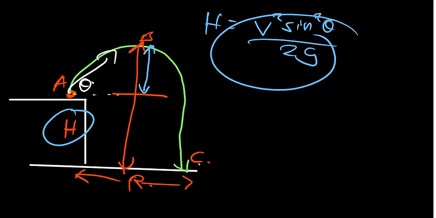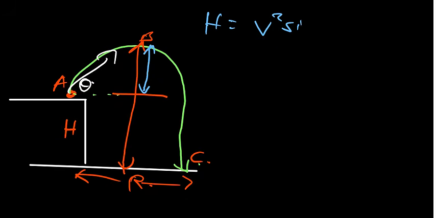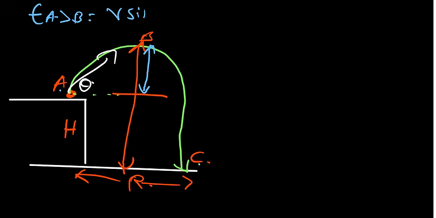Okay. That is the first thing. Now, to find the total time, this is where there's a bit of a trick. You need to find the time from A all the way to B. We have said that it is V sine theta over g. Now, you need another formula to help us find the time from B all the way to C. From B to C, it is basically free fall motion.